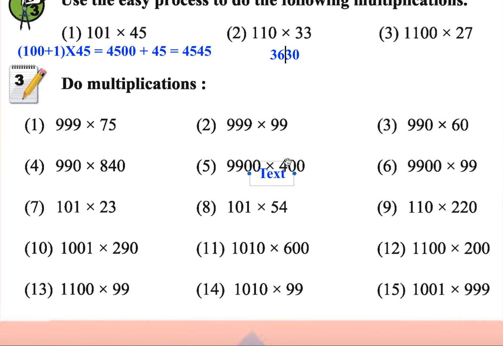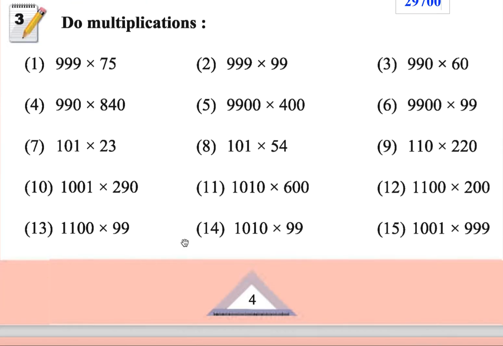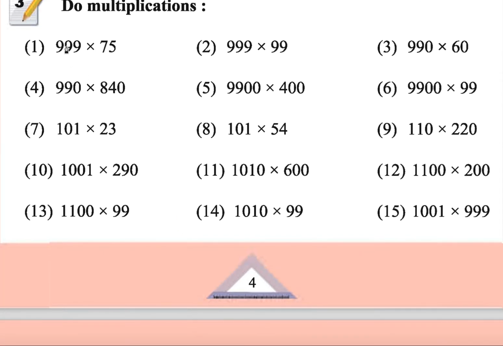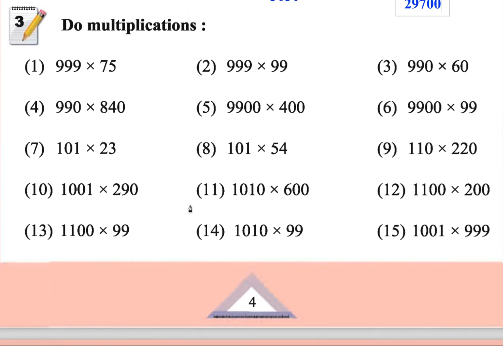What about this? 27 ones are 27. 7, 2. 21 ones are 27 plus 2, 29. 297 00. That is the answer. These are the problems where we need that kind of solution.